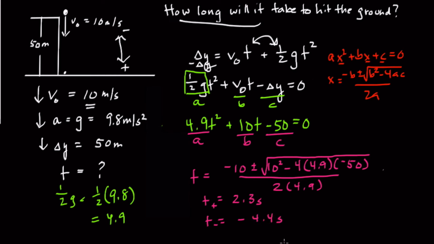So what does this mean? In this case, this is pretty easy. Negative 4.4 seconds has no meaning. It has no physical meaning. Time can't be negative. So I know that one's not right. I know that the time that it takes to reach the ground is 2.3 seconds. Put this in your calculator and make sure you can actually get that answer. Not just that you understand how to set it up, but that you can get the answer.